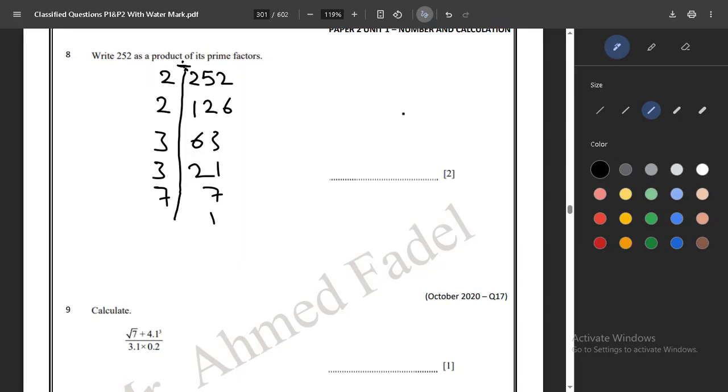So write 252 as a product of its prime factors. It is 2 times 2 times 3 times 3 times 7, which actually means 2 to the power of 2 times 3 to the power of 2 times 7.